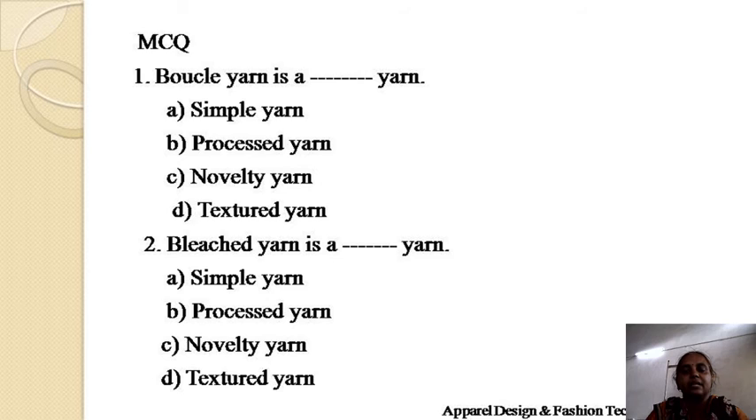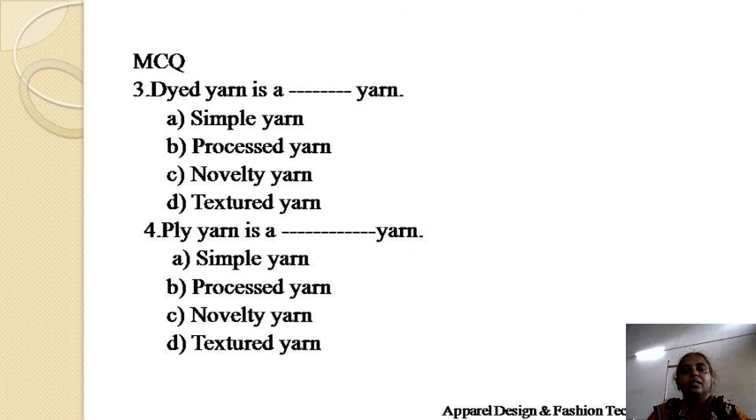So bleached yarn, as the name indicates, bleaching. So bleaching is what? Is it simple yarn? No, simple is not a processing. In simple, processing is not done, only uniformity and strength. Processed yarn, the right answer is option B, processed. Bleached yarn is a processed yarn. Dyed yarn is a dash yarn. So dyed yarn comes under which group? First option is simple yarn.